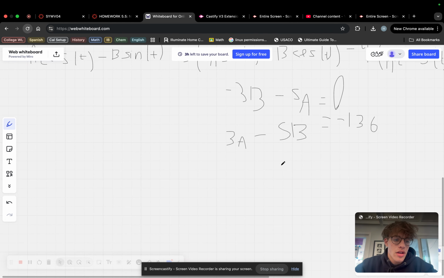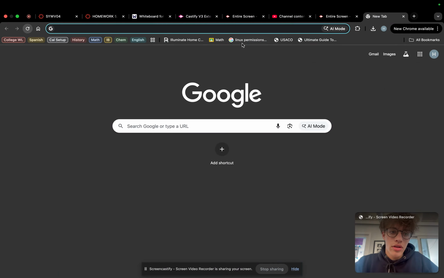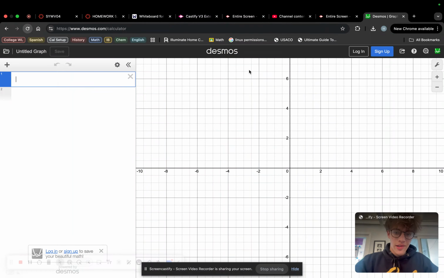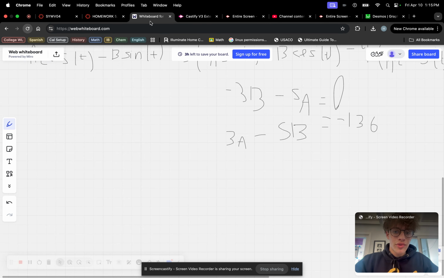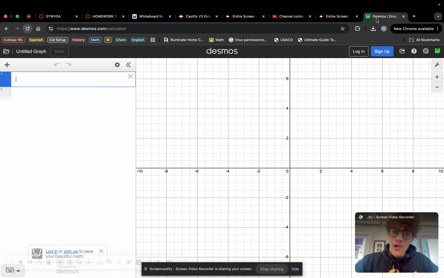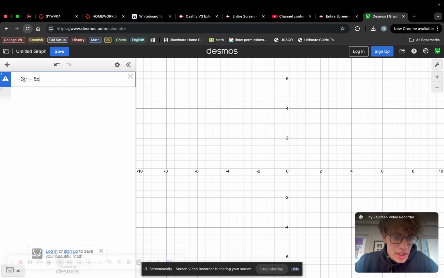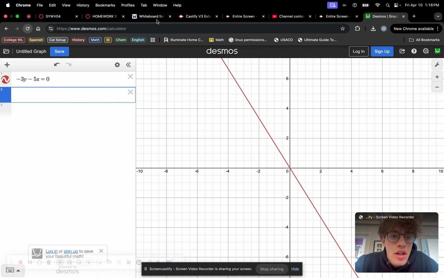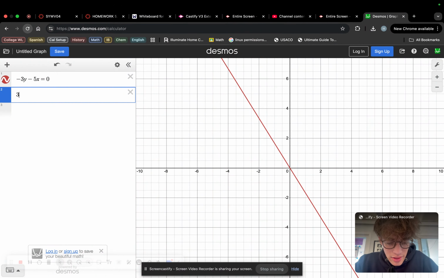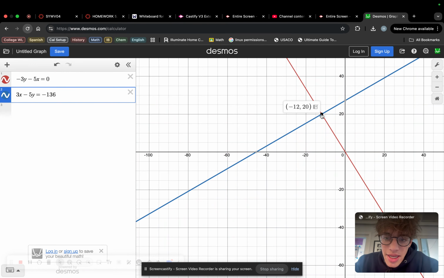So now, solving the system of equations. I solved this system ahead of time, but here I'll just graph it on Desmos. Let b be y, a is x. So minus 3y minus 5x equals 0. And then the next one was 3x minus 5y equals negative 136. Zooming out, we see they meet at negative 12, 20. So a is negative 12, b is 20.